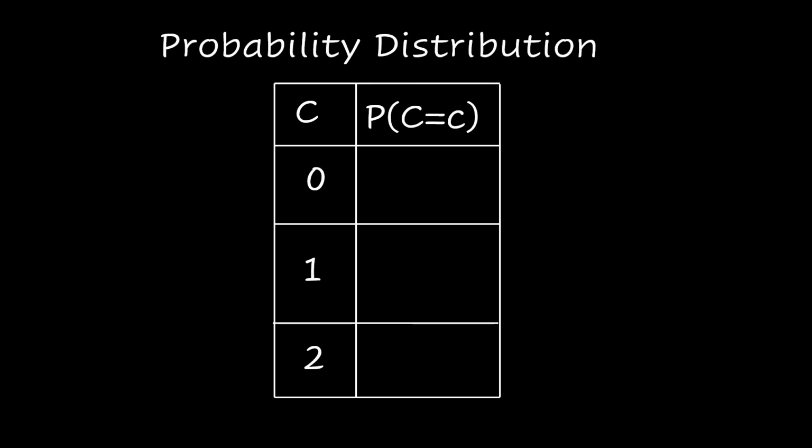So here we have again our probability distribution. The probability of getting a 0, meaning no correct answer, is 9 over 16. The probability of having 1 correct answer is 6 over 16. And the probability of having 2 correct answers is 1 over 16.